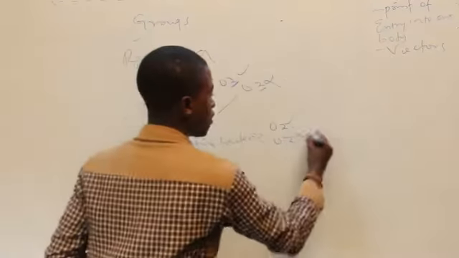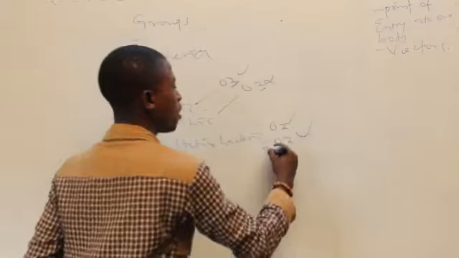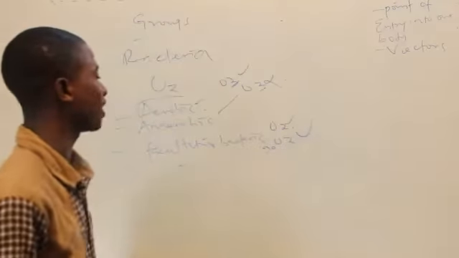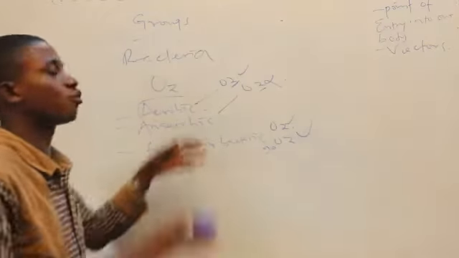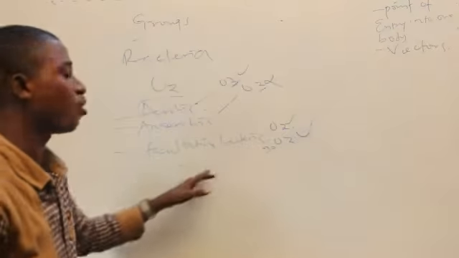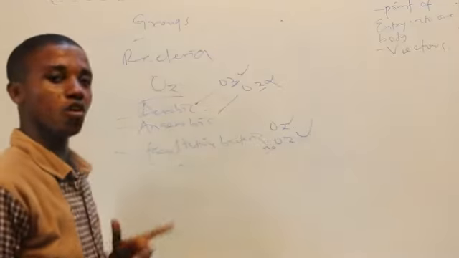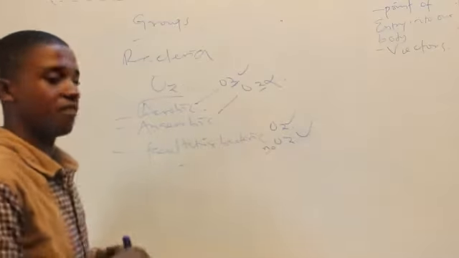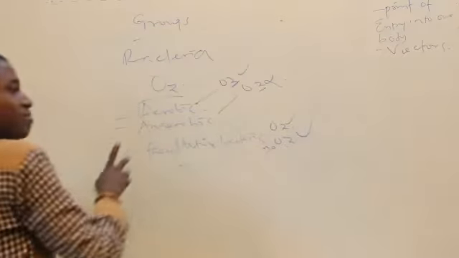Are you with me? Oxygen is there, they survive. No oxygen, they also survive. That's why we call them facultative bacteria. So the word facultative comprises the two. Aerobic needs oxygen, anaerobic does not need oxygen. Facultative, whether oxygen is there or not, they survive. If oxygen is there, they survive. If oxygen is not there, they survive. So this is the classification of bacteria based on oxygen.